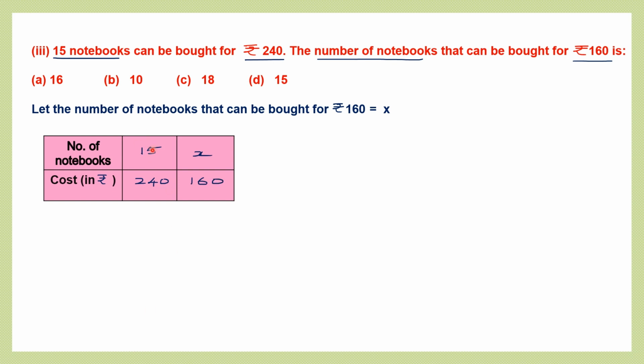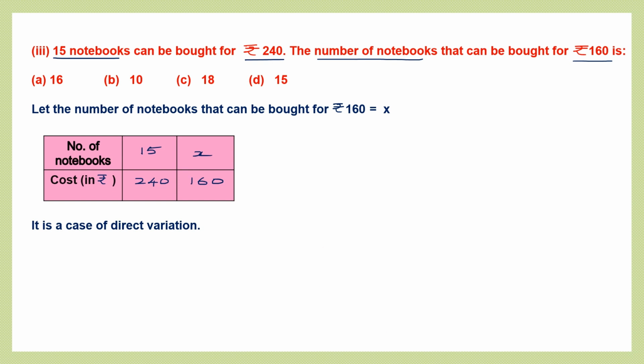So here when you buy 15 notebooks, you have to pay 240 rupees. Now when the amount is less, that means you're going to get only a lesser number of books. So when the amount has decreased, the number of notebooks also is going to decrease. So that means this is direct variation.